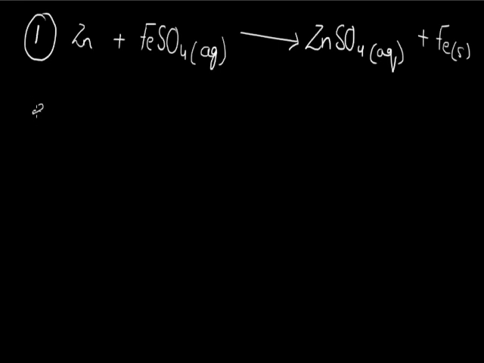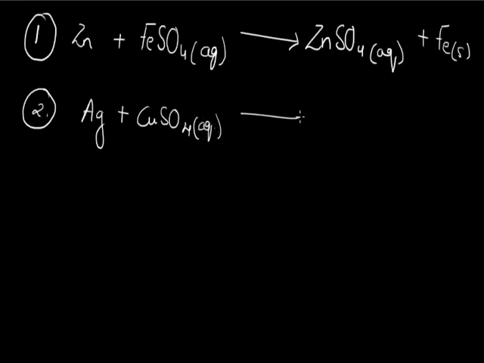Now in the second example I had told you that there is a silver rod immersed in a copper sulfate solution. Which color is copper sulfate solution? It is blue in color. So what happens? You will see the reaction. There is no reaction occurring.